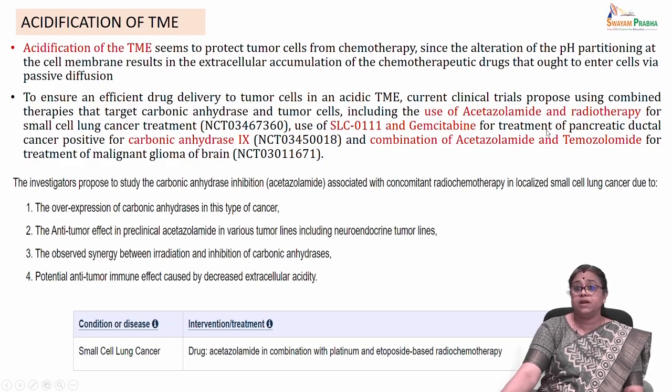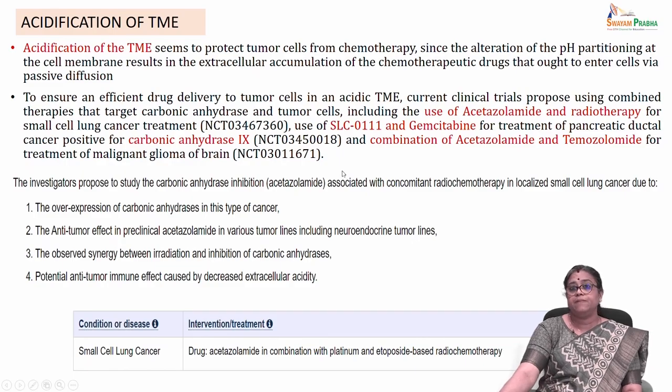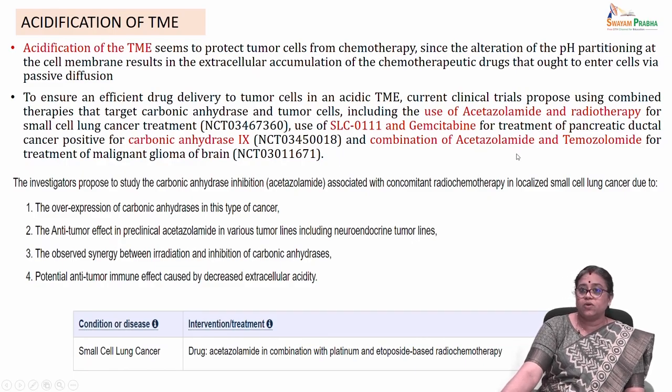So, which is actually positive for carbonic anhydrase 9. So, if a tissue is positive for carbonic anhydrase 9, the study shows that this combination of the two agents can help in effective tumor response. Similarly, combination of acetazolamide and temozolomide has been successful in malignant glioma of brain. So, this is the detail of the clinical trial.